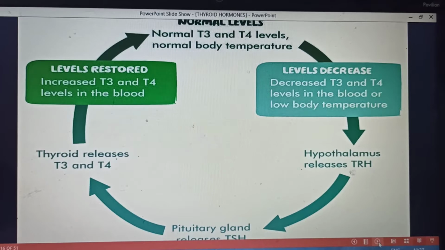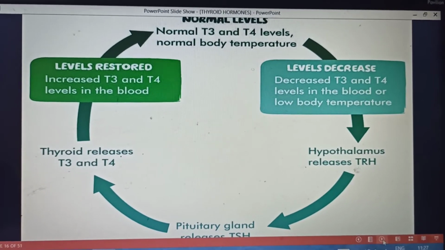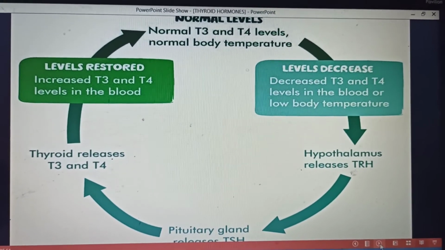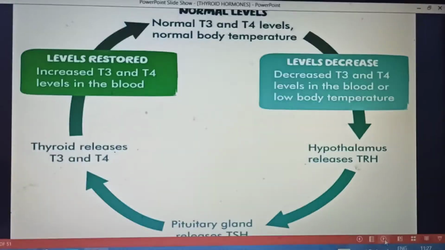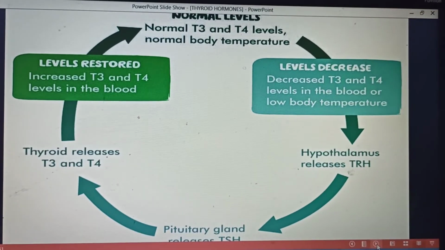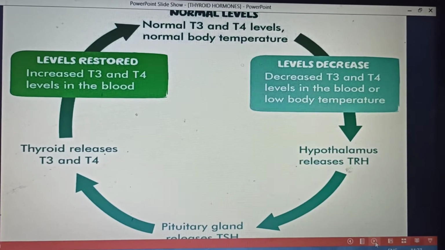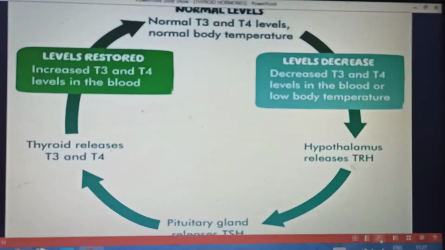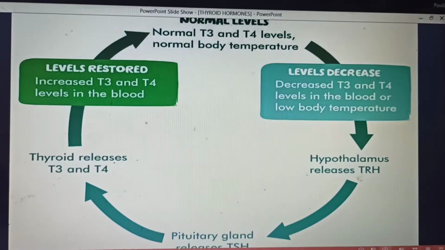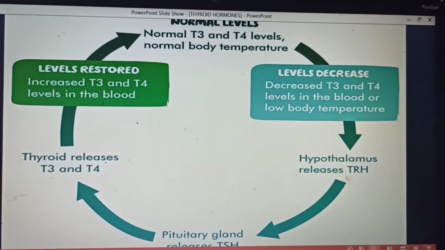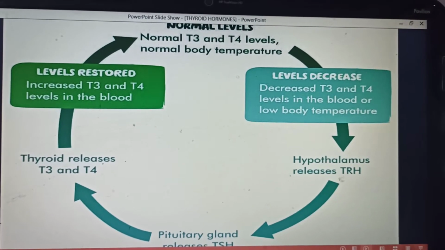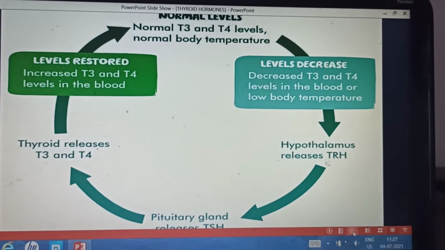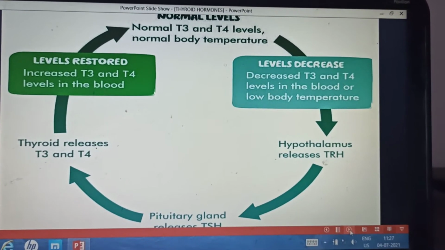So here also it is shown that when the levels decrease, T3 and T4 levels are low in the blood. Hypothalamus is stimulated to release the TRH. Then it sends a signal to the pituitary gland to release TSH. TSH acts on the thyroid gland to release the T3 and T4. T3 and T4 levels get restored, come back to normal. So in this way, when the levels are decreased, they are brought back to normal.